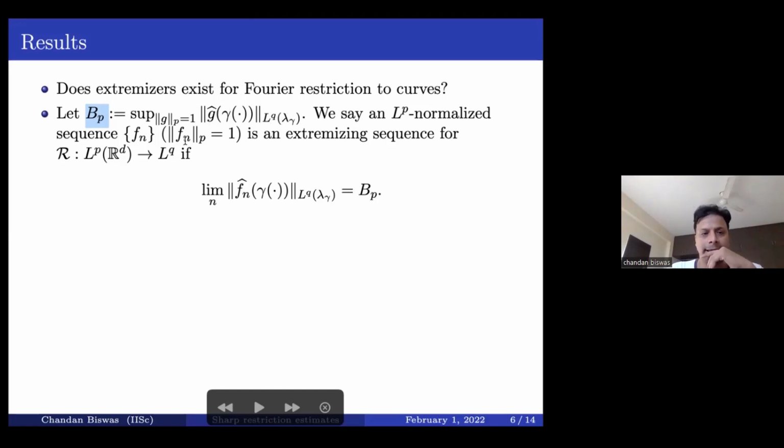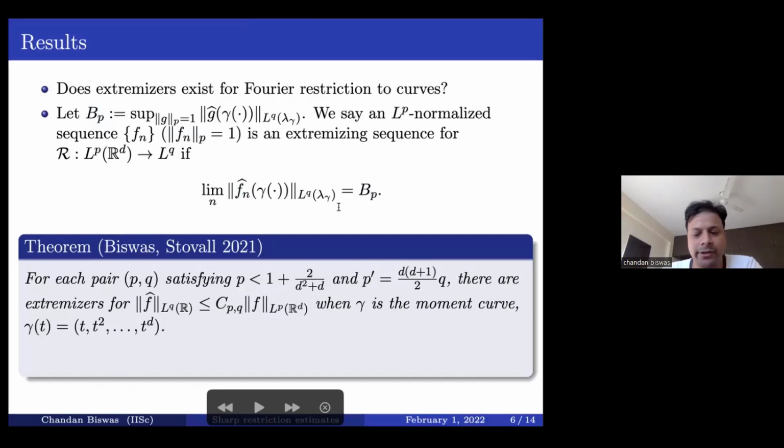We say a sequence is L^p normalized, meaning that each f_n has L^p norm 1. This is an extremizing sequence if, as n goes to infinity, the L^q norm of the Fourier restriction of f_n to the curve approaches the operator norm. Finally, we know that this is a finite constant. So by definition, there are extremizing sequences.